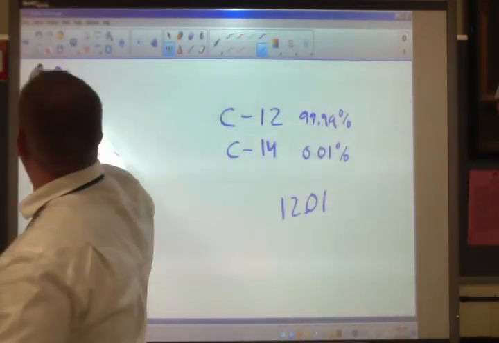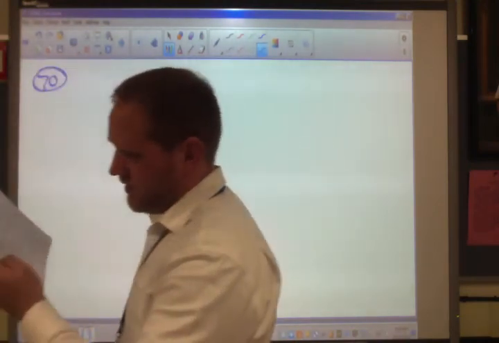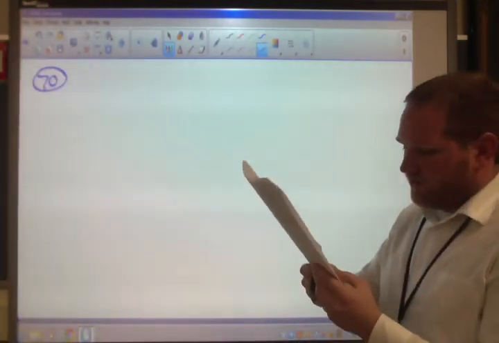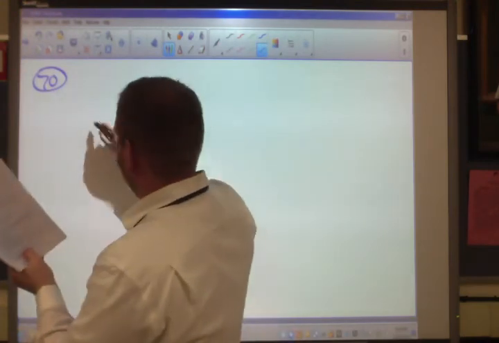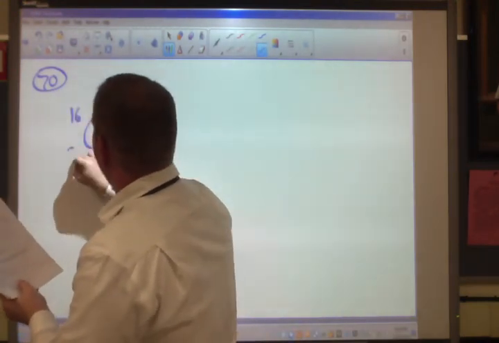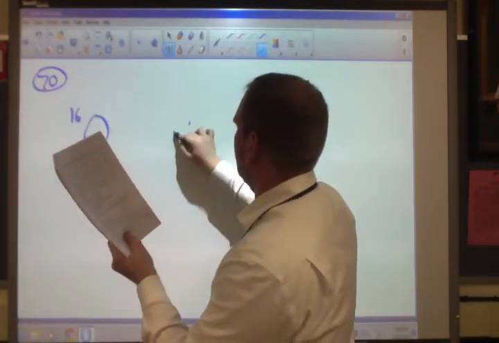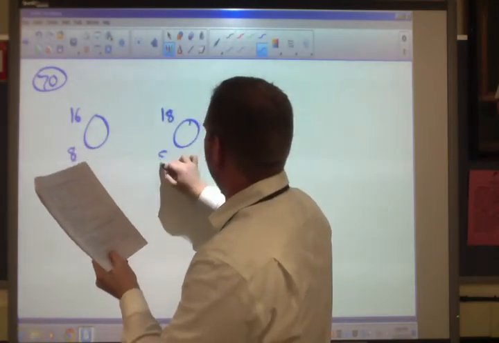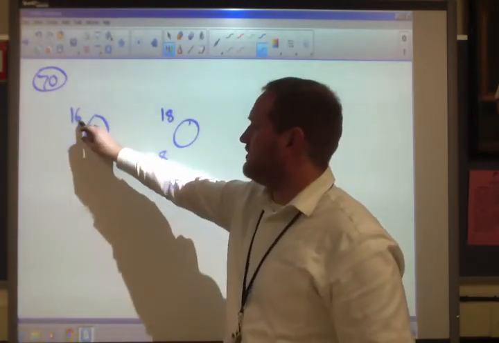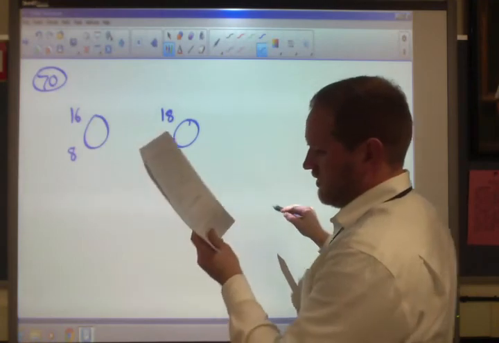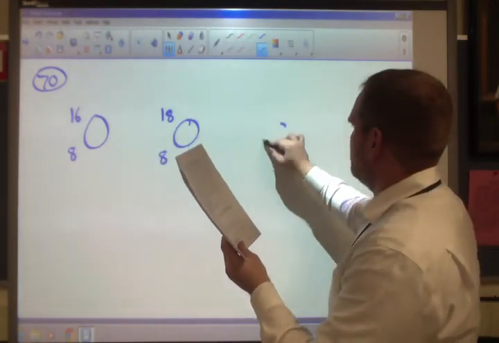Number 70. Write the atomic notation for the following. O16 is going to look like this. O18 is going to look like this. Again, that's the atomic number. That's the mass number. Carbon with 6 neutrons is going to look like this.